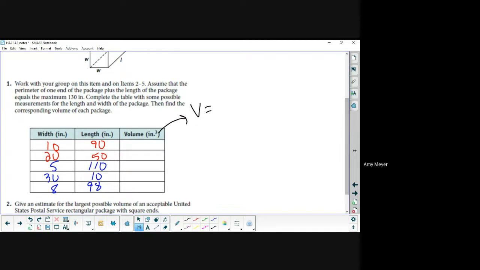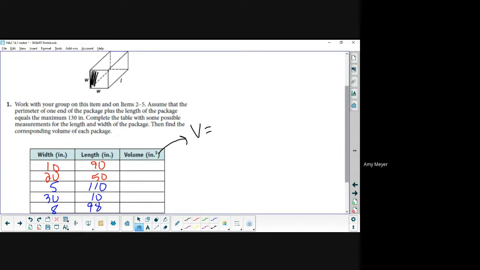The volume is how big the base is. So the area of the base times how many of those bases you have. So times the height, or in this case, length. So it's going to be the area of this, which is width times width. You have to multiply it by how tall it is, which in this case they're calling L. Let's do the first one. You're going to have a 10 times 10 base times the length of 90. Didn't really need a calculator for that one. 9,000. And the next one, 20 times 20 times 50. 20,000. Complete your table or the table I have up here, either one.